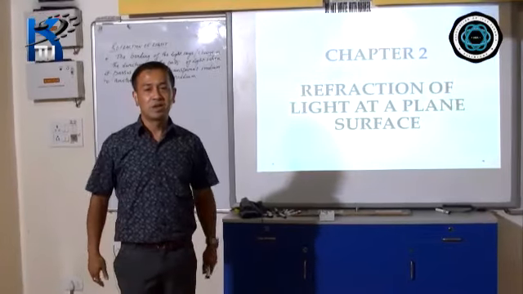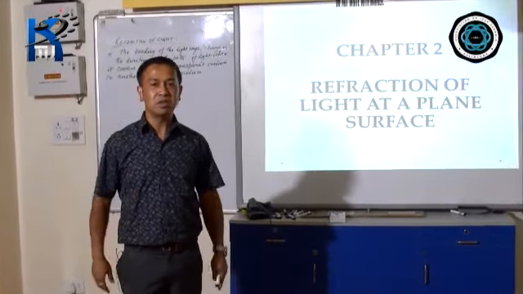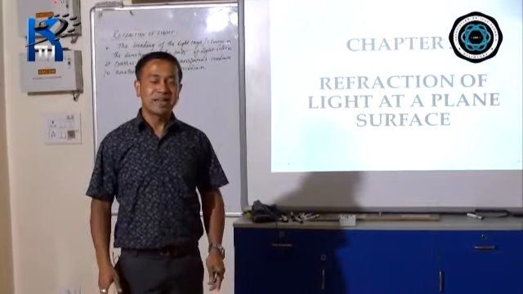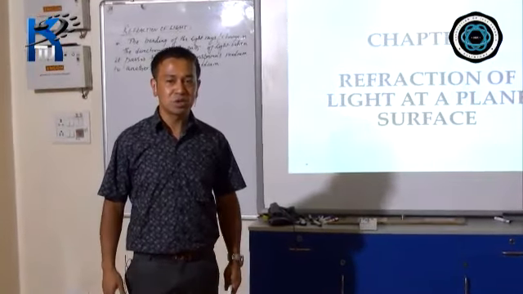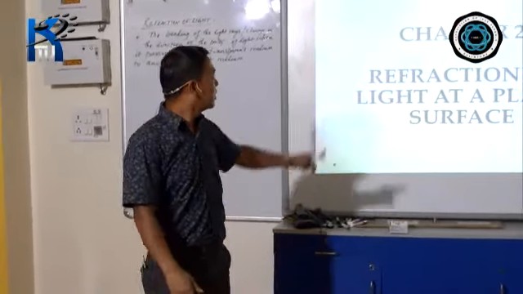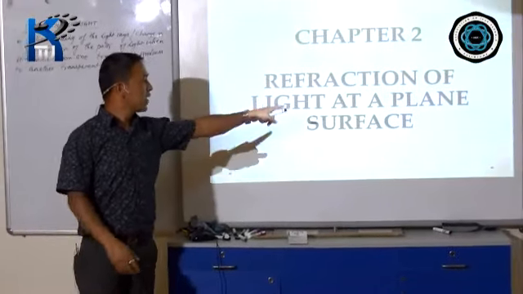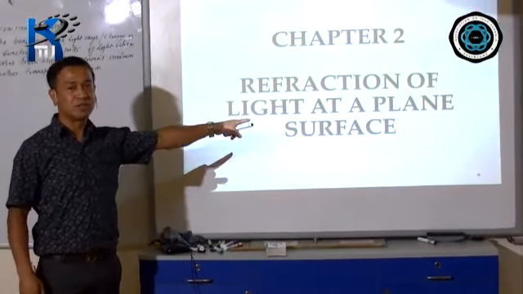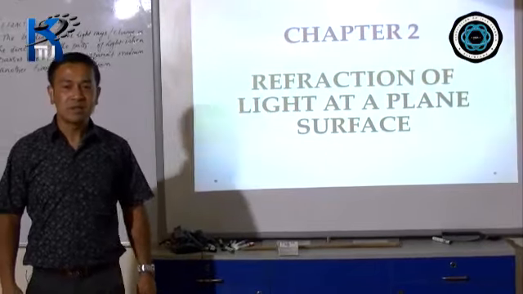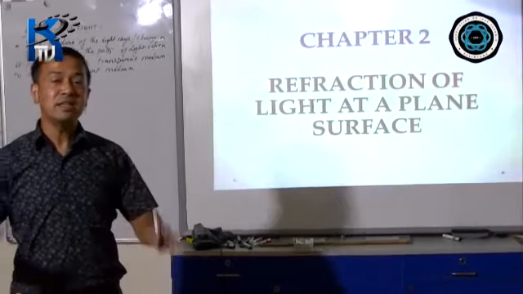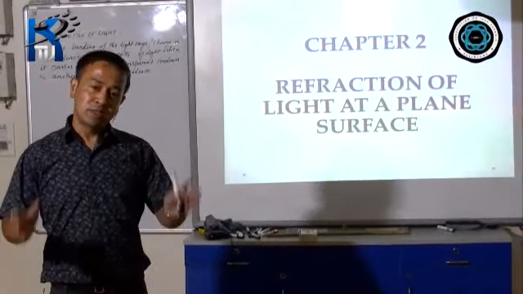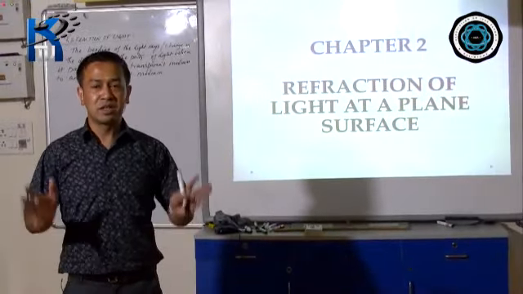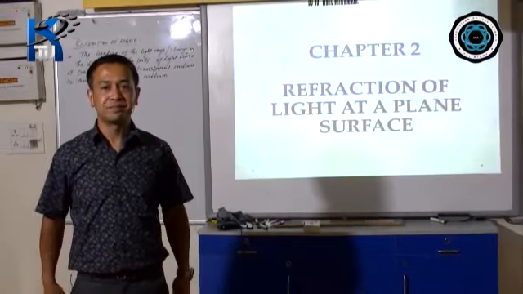So today we are going to start with the new chapter of ray optics, and I have already introduced it in the last class also. This chapter is called Refraction of Light at a plane surface. This is one of the important chapters that you have even learned in class 10. The same chapter we are going to learn in class 12, but in more detail.